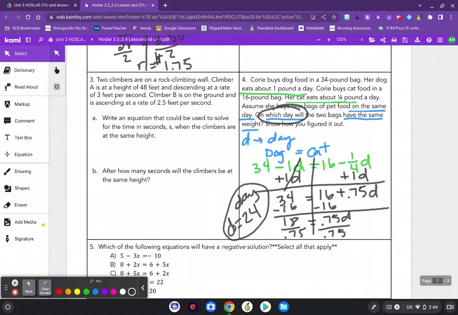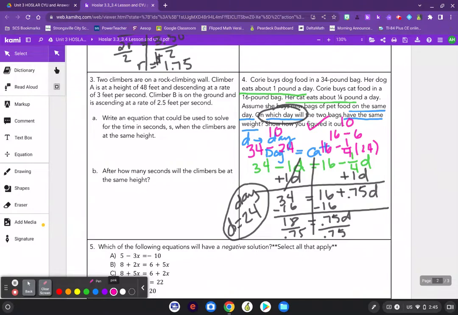Again, I can always go back and check this by substituting 24 back into my equations, right? 34 minus 24 gives me 10. And over here I have 16 minus 1/4 times 24. Well, 1/4 of 24 is 6, and 16 minus 6 is 10. And so I found the right answer.